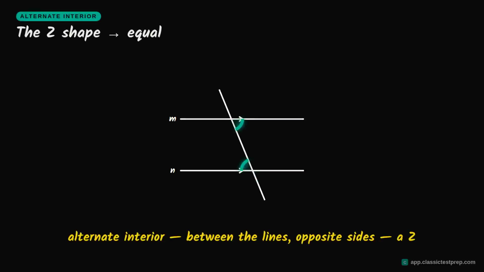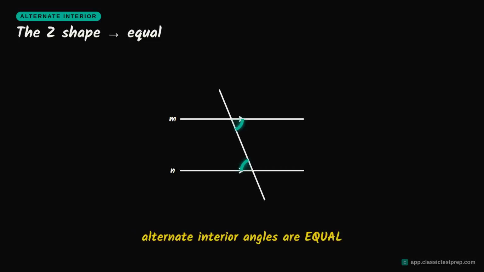Alternate interior angles are the ones tucked between the 2 parallel lines on opposite sides of the transversal. They make a kind of Z shape. Alternate interior angles are equal.